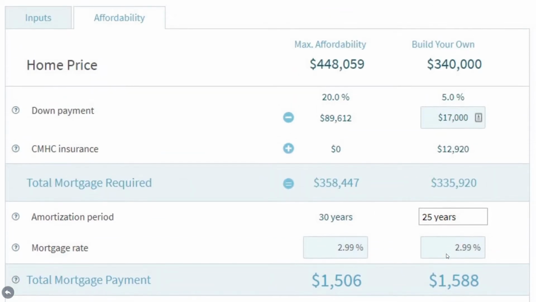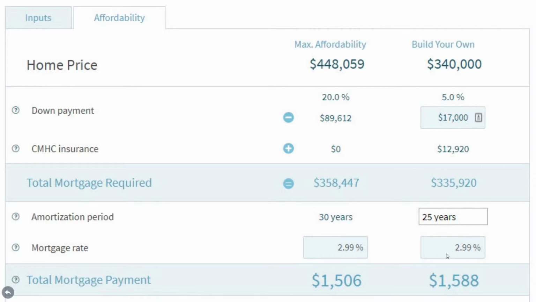Now, on the right-hand side, this build your own piece, it did not let me edit the down payment amount until I changed the amortization period to 25 years. So you'll want to change that to 25 years. Not sure how come it's got that limitation, but change that to 25 years, and then you can start adjusting the down payment amount, based on how much you've got.